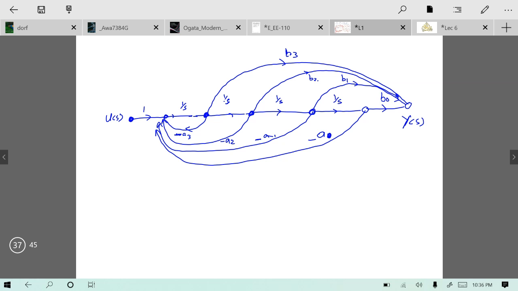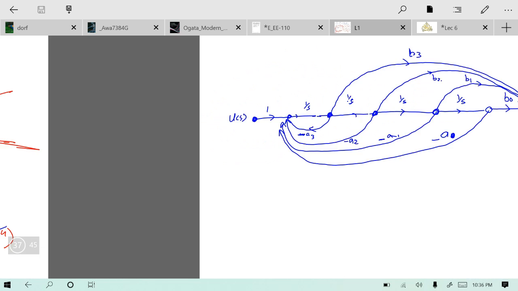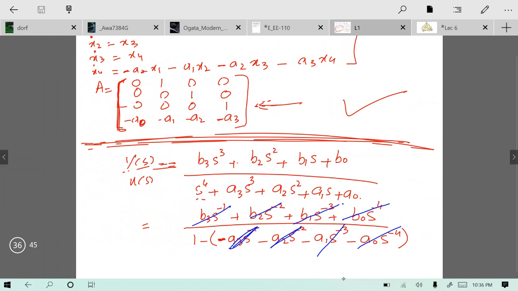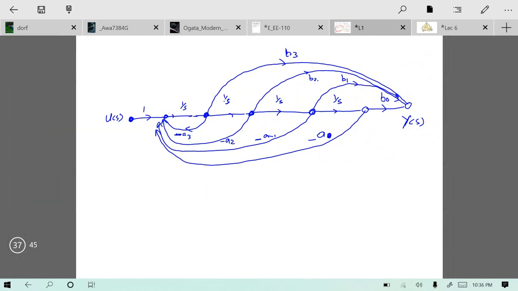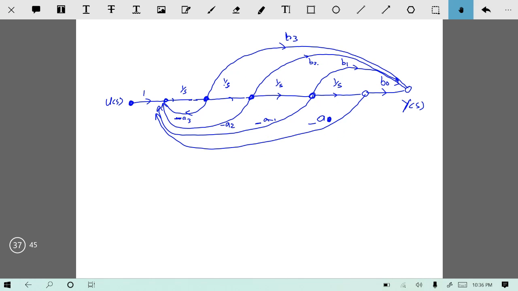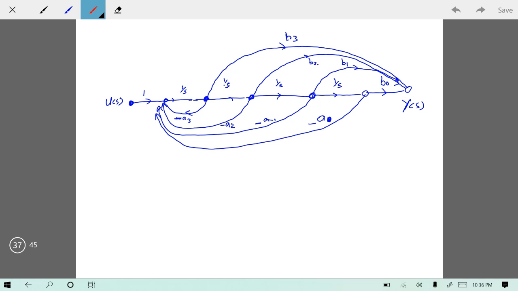So this is the signal flow graph of this equation. So we have finally made a signal flow graph. Its signal flow graph looks like this. Now what was the second step? Let's try to write the state variable model for this signal flow graph.